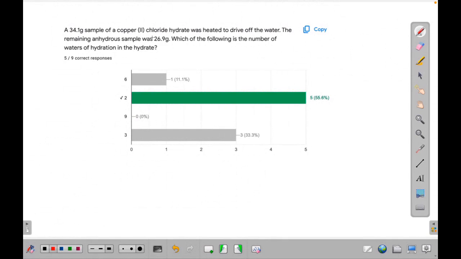Okay, a 34.1 gram sample of copper chloride hydrate was heated to drive off the water. The remaining anhydrous sample was 26.9 grams. Which of the following is the number of waters of hydration in the hydrate? So there's a lot going on here. We first need to know what a hydrate is. We need to identify what the formula of copper chloride is. And then we're going to also have to use some mole conversions to solve this. So this is what I mean by it's more of a real AP question. They tend to test you on multiple concepts at the same time.